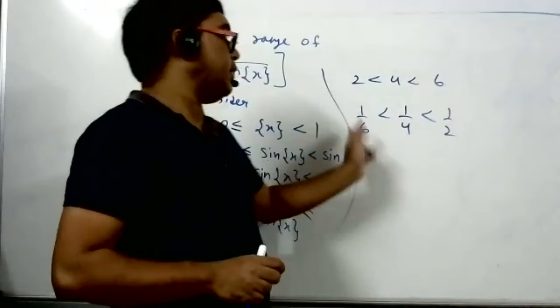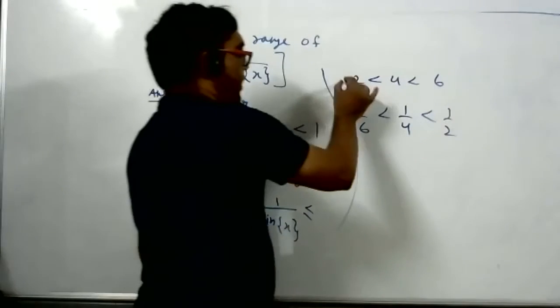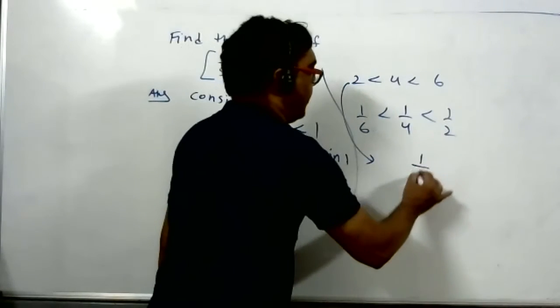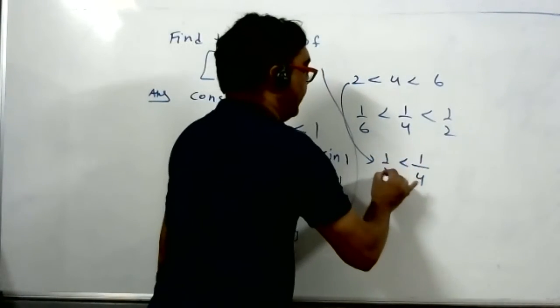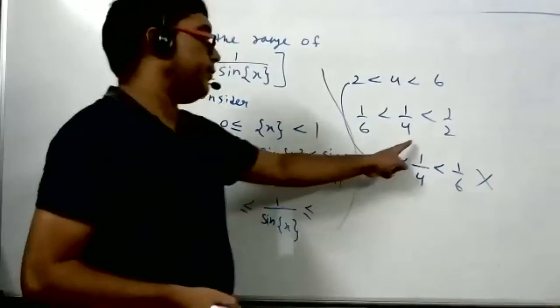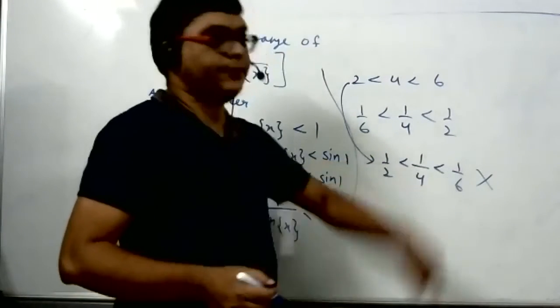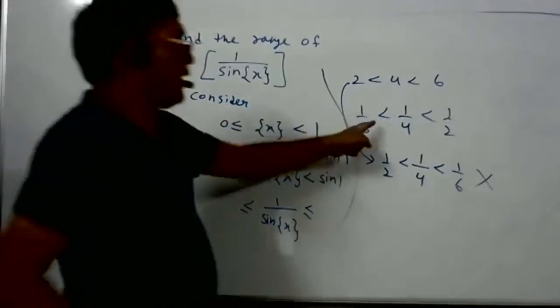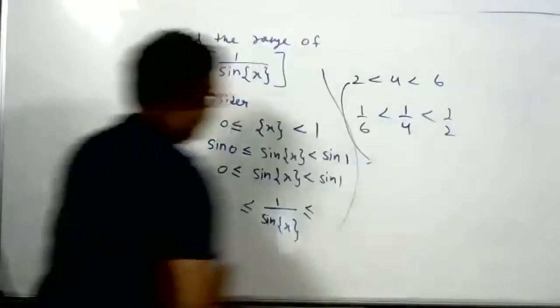Automatically this 6 will go to this side, and see if I write from here something wrong. If I write this way, 1 by 4 greater than 1 by 2 less than 1 by 6, this is a wrong statement. 1 by 4 is not less than 1 by 6; 1 by 4 is greater than 1 by 6. So this is correct. So using this information, what can we write now?